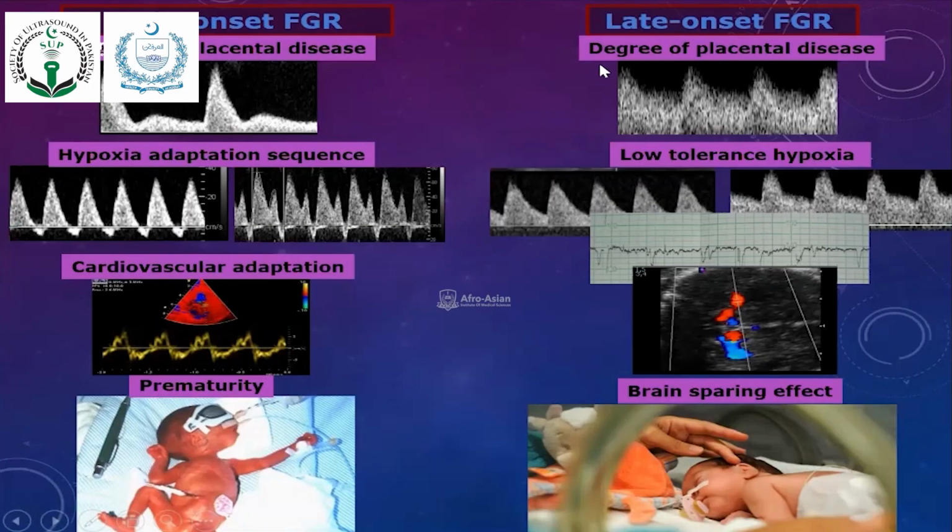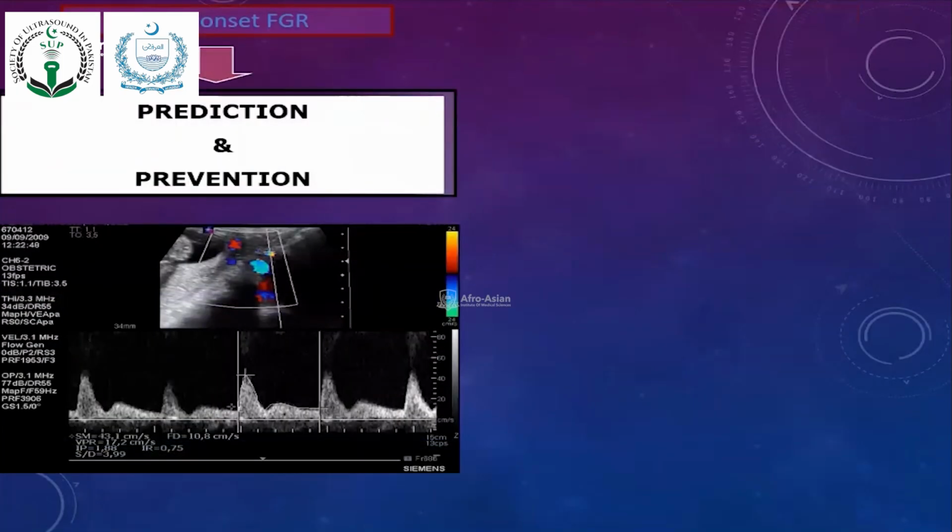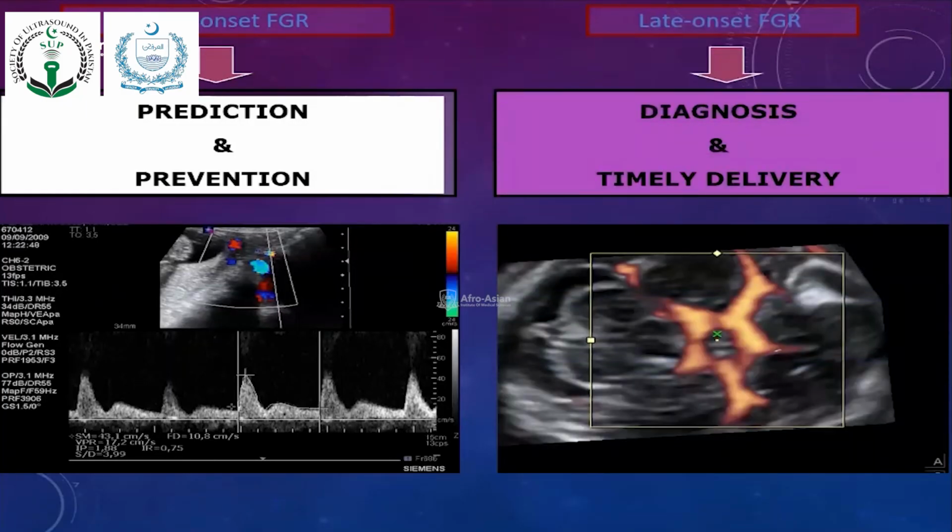If there is late onset fetal growth restriction, we will get low tolerance to hypoxia, a brain sparing mechanism resulting in brain sparing effect. The fetal body will be small, head will be normal. So for early onset, we need to have prediction and prevention, whereas for late onset, we have to do the diagnosis and timely delivery. If we don't go for timely delivery, we will immediately lose the fetus.